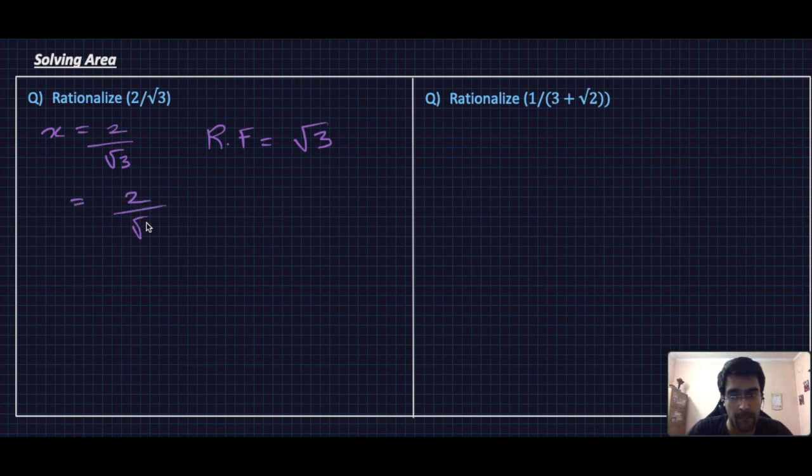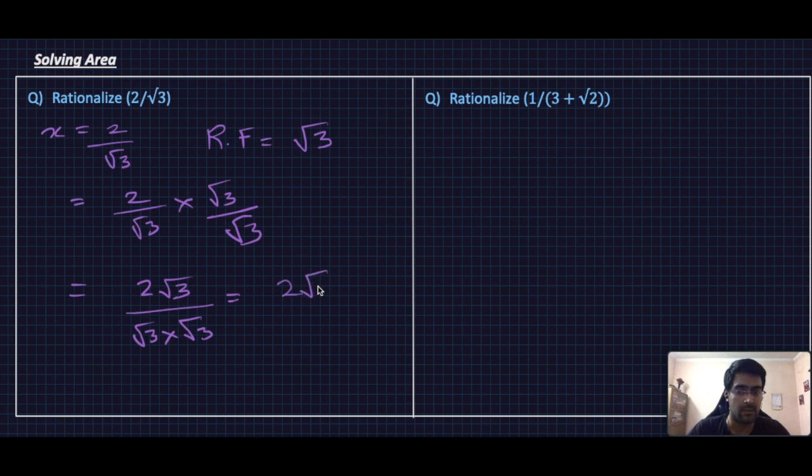It will be 2 by root 3 into root 3 by root 3, right? And this becomes 2 root 3 over root 3 into root 3, and this will be simplified. Root 3 into root 3 is 3. So 2 root 3 by 3 becomes my final answer. And if you see, we have successfully rationalized the denominator, which earlier was 2 by root 3. Now it is 2 root 3 by 3. So now this is an expression which can be said to be the final answer, rather than saying 2 by root 3 is the final answer, right? This was when we used the rationalization factor for a monomial term.